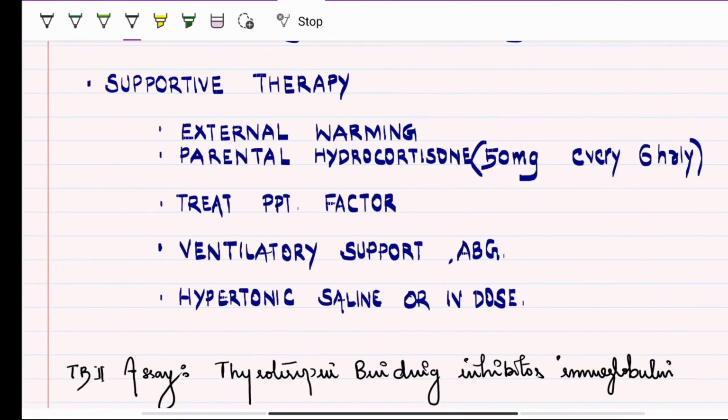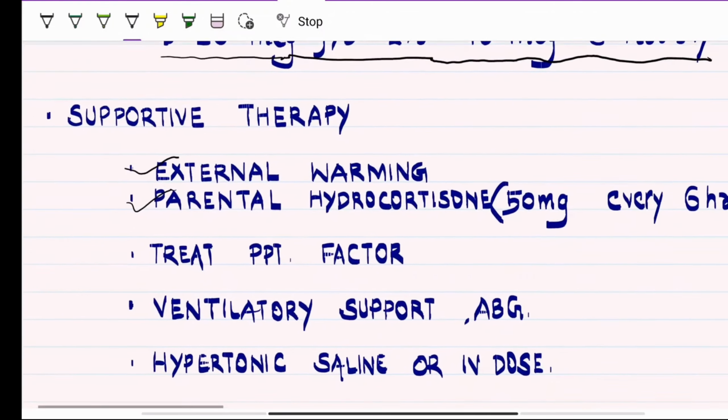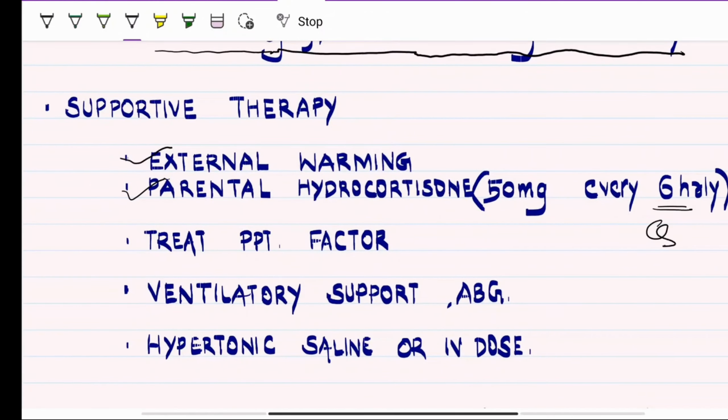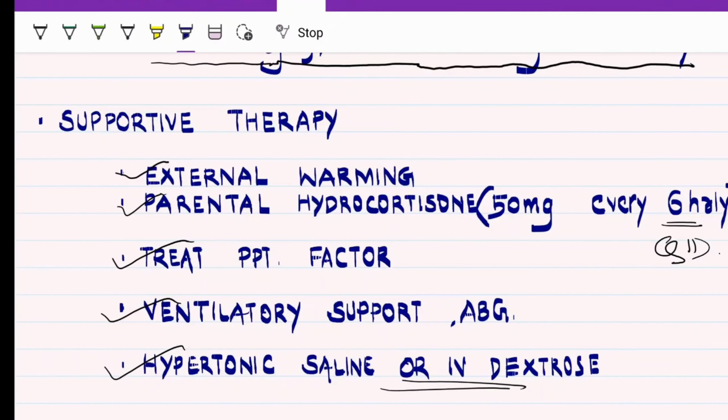Along with that, some supportive therapies like external warming, parenteral hydrocortisone, that is 50 milligram every 6 hours QID. Then treat the precipitating factor, give ventilatory support, and hypertonic saline in case of hypoglycemia and hyponatremia.